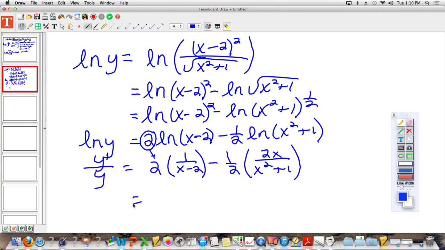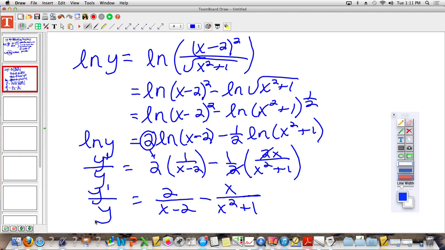Let's keep going with this thing right here. We have a 2 times 1 over x minus 2. That means 2 over x minus 2. Yes? And then we have a minus. And we have a 2 on the bottom and a 2 on the top. Those two can cancel out, leaving you with x over x squared plus 1. Okay? We have y prime over y.